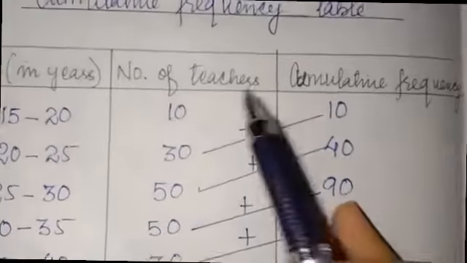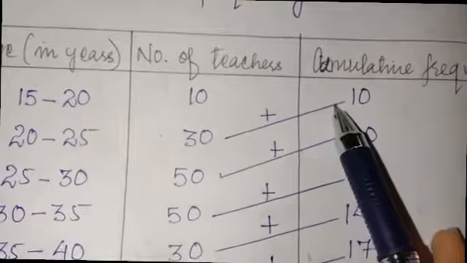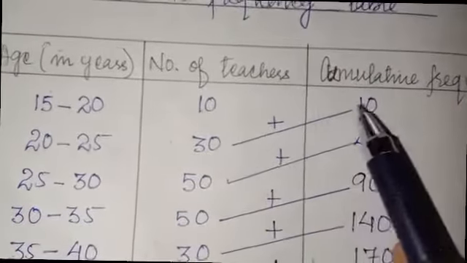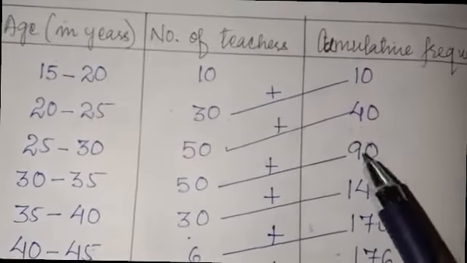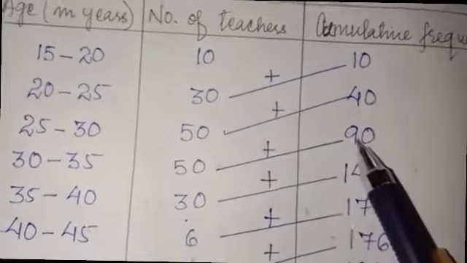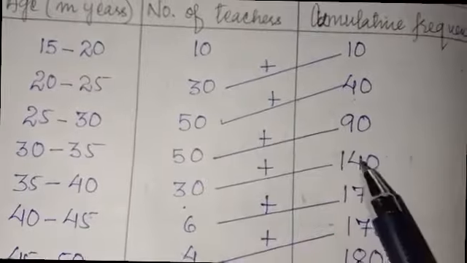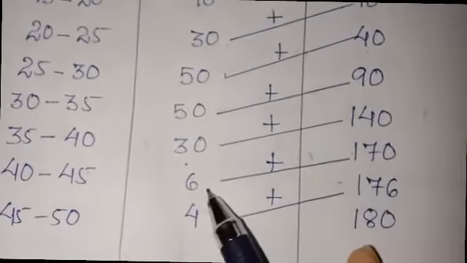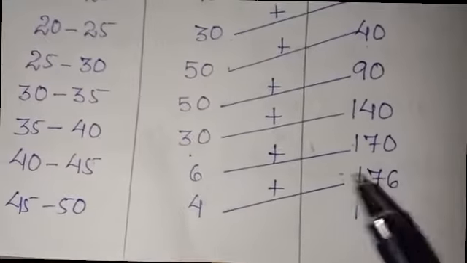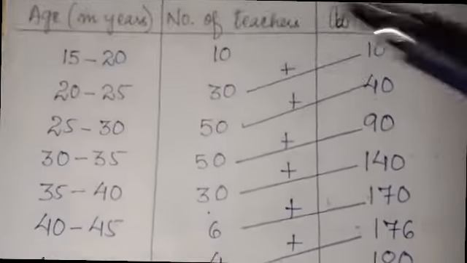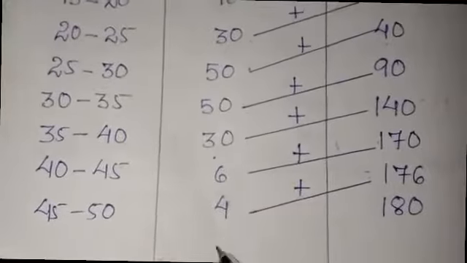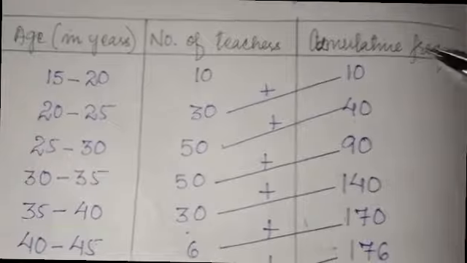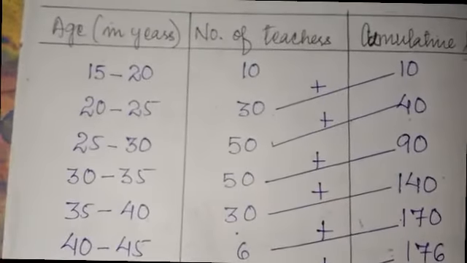So to find the cumulative frequency, the first 10 will remain 10 only. To find the second cumulative frequency, you have to add 10 and 30. So 10 plus 30 is 40. To get the third one, 40 plus 50, 90. Then 90 plus 50, 140. 140 plus 30, 170. 170 plus 6, 176. 176 plus 4, 180. So if you add all, you will get 180. So this is the process of finding cumulative frequency, and this table is called a cumulative frequency table.